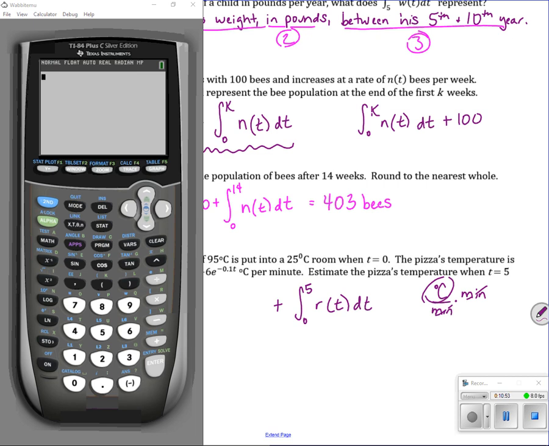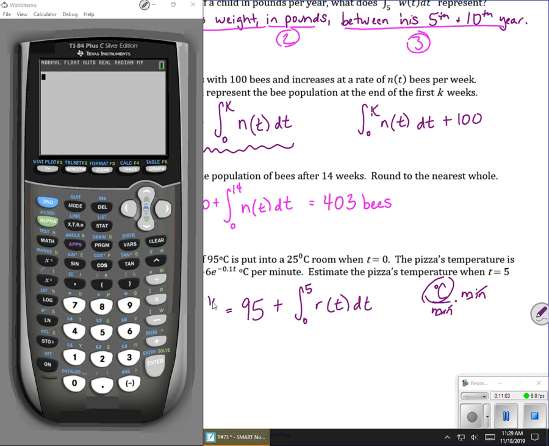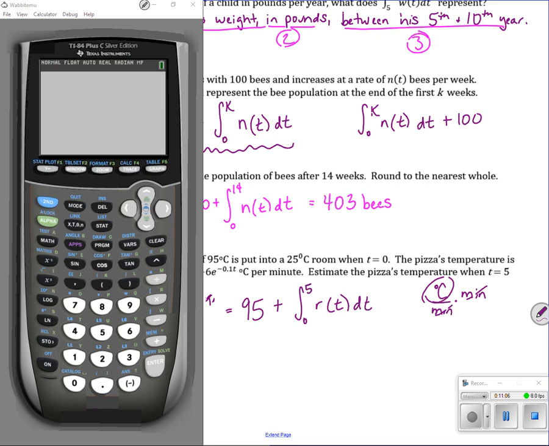What was the degrees at time T equals 0? Well, it was 95. So I have to take the 95 plus the change. So this is my temperature, temp after 5 minutes is going to be equal to that right there. Again, do not put it's R of 5. That would be the rate that the pizza is changing at 5 minutes. That's not what it asks for. The temperature would be 95 plus that integral.